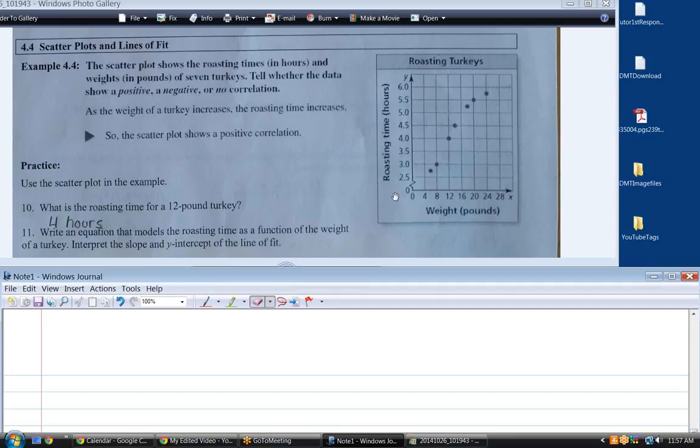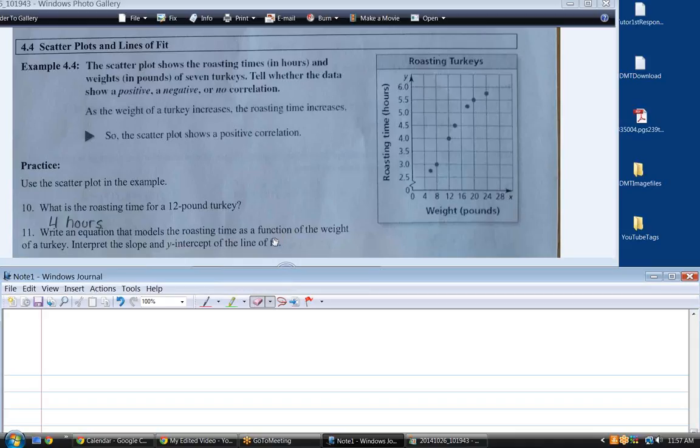What is the roasting time for a 12-pound turkey? We go over to 12, up to what it is, 4. Write an equation that models the roasting time as a function of the weight of the turkey. Interpret the slope and y-intercept of the fit. Well, we've got 3 minutes. That's about all we need to do here.